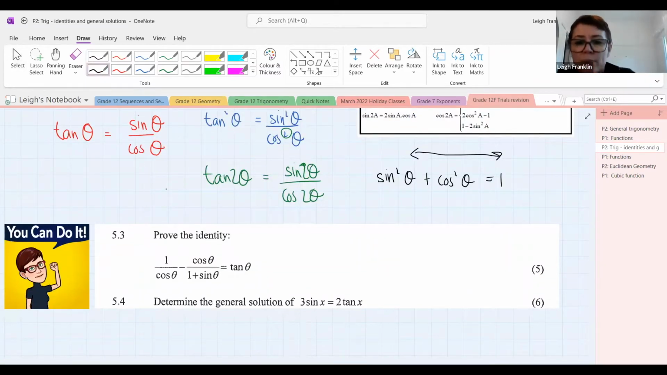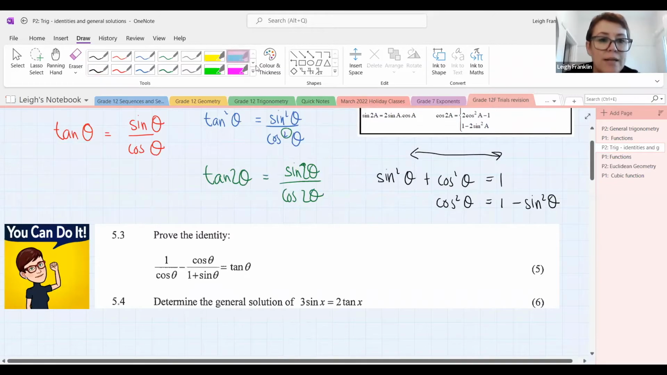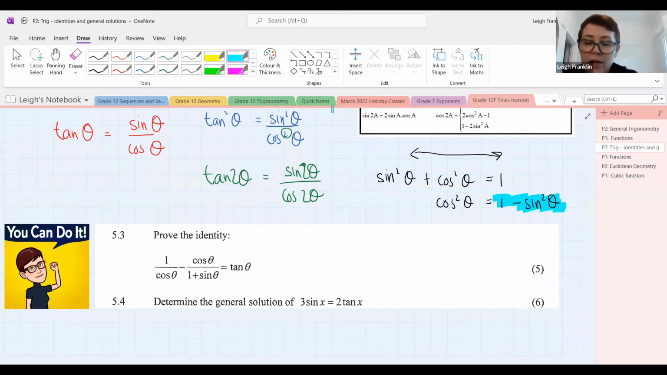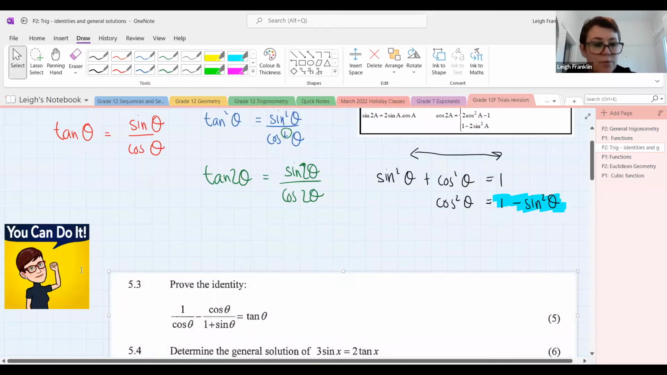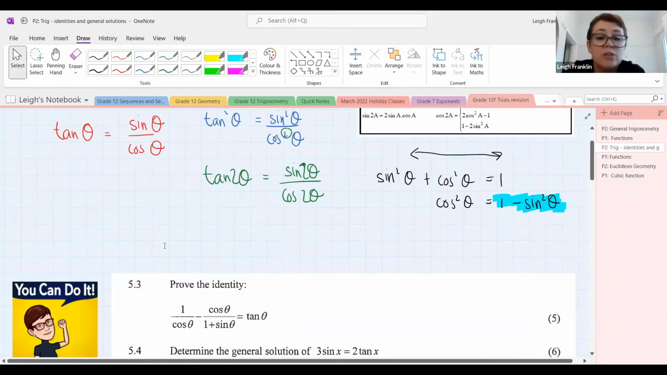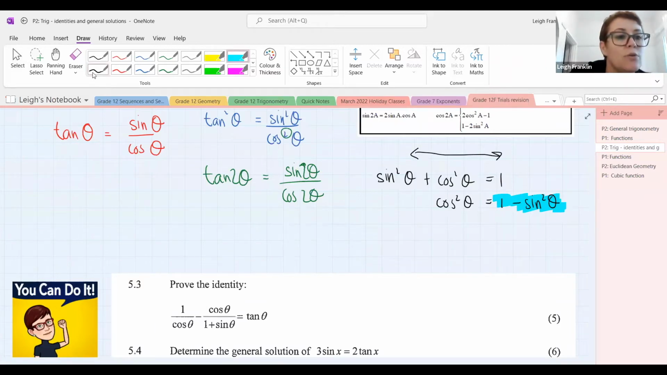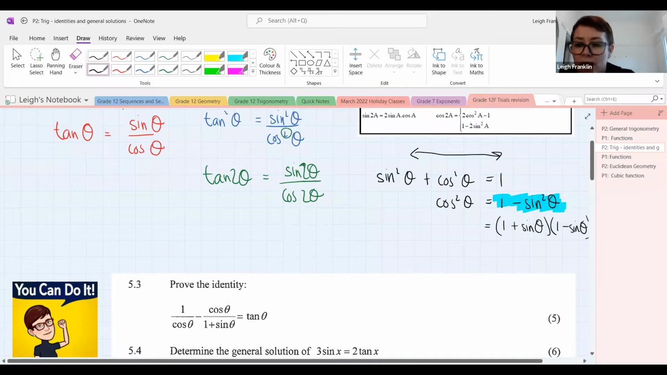When I was saying you can manipulate it a little bit further: if you wanted to make cos squared theta the subject of the formula, then you could take sine squared theta over to the other side and remember to change its sign. Then what we have on the right-hand side can also be factorized by difference of two squares. Sometimes you need to do this, sometimes you don't. It just depends on what the question is asking for. But if need be, you could factorize this by difference of two squares, so one bracket would be plus, and the other bracket would have a minus in it.